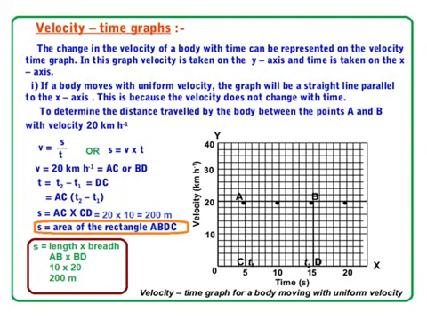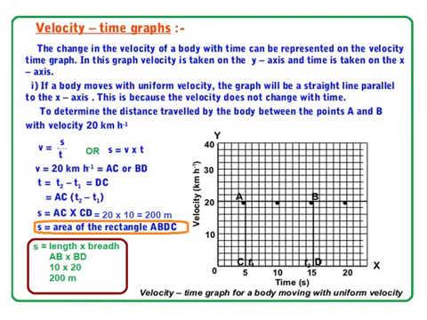Now the area of the rectangle is given by the formula AB into BD, that is length into breadth. The length of AB is 15 minus 5, 10. And the length of the line BD corresponding to the y-axis is 20. So 10 into 20, 200 meters.